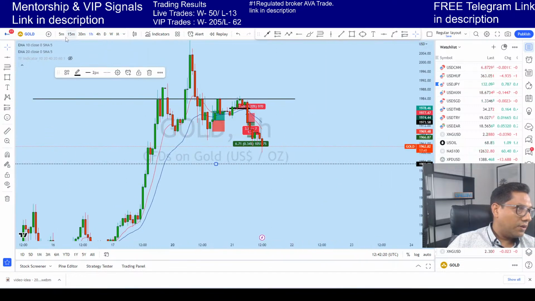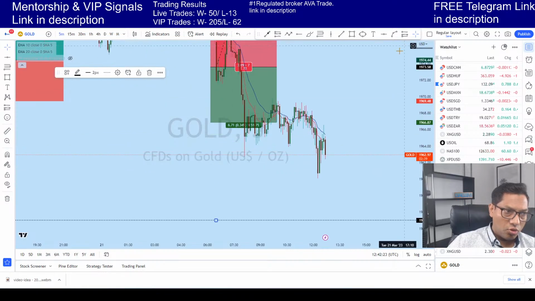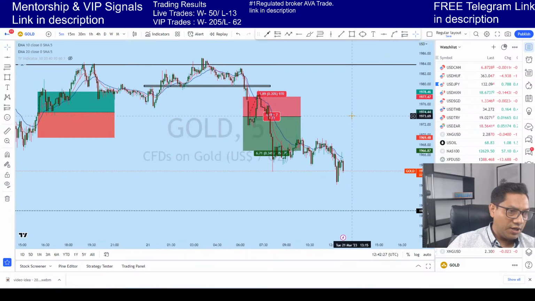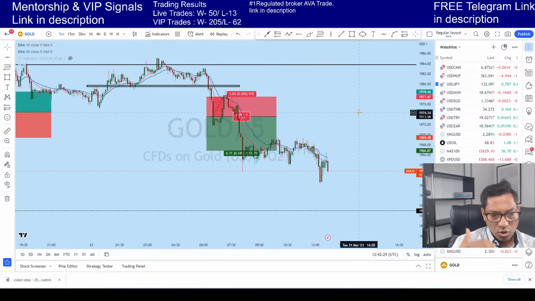This is where the main thing is: you don't need too many trades, isn't it? Like this trade, one gold trade in a day is enough for you to remain consistently profitable. So let's see now how we can trade.